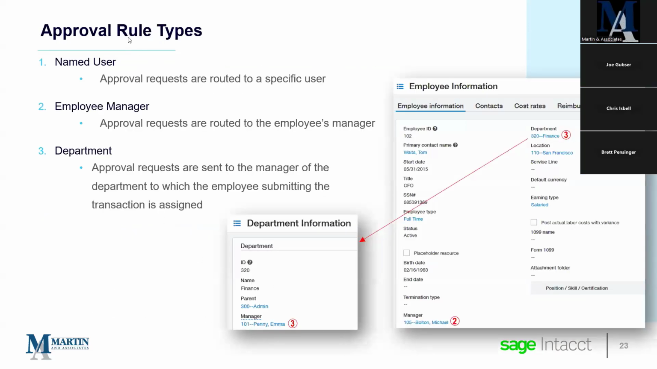And here's just some different approval types. So it could be a named user where you say, for this transaction, it goes to this user for approval. You can have it go to the manager of the person putting the transaction in. So it'll grab that person's manager from their employee record. It can go to the department that person's in, and then whoever the manager of that department is.